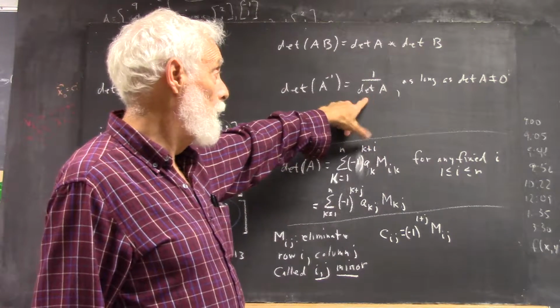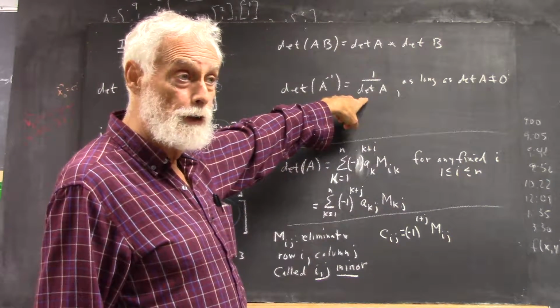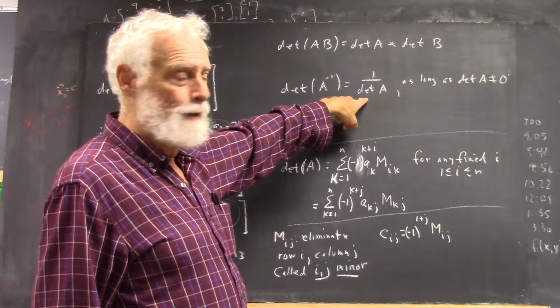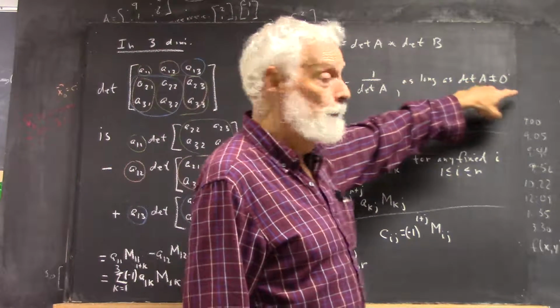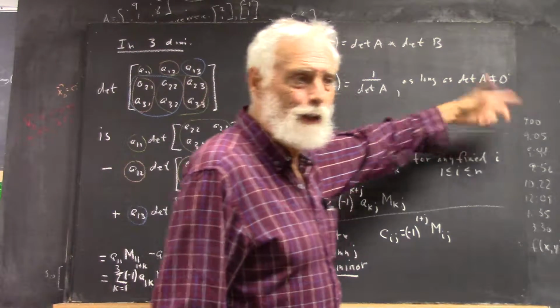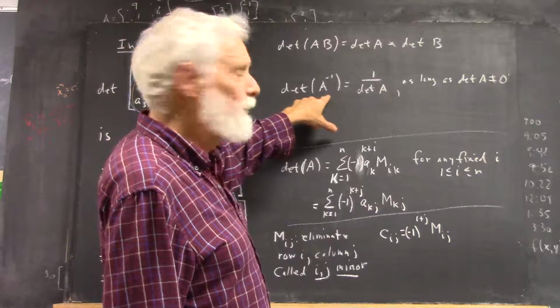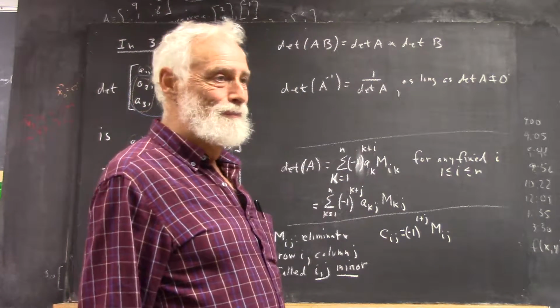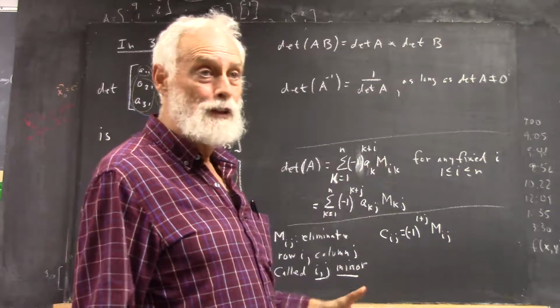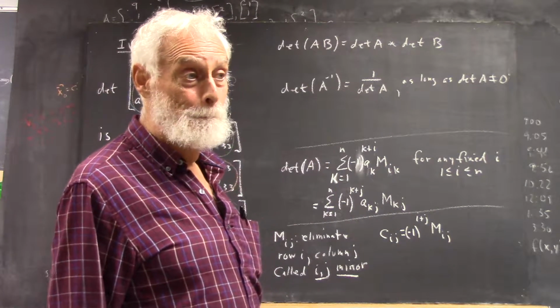Now you might ask, well, what if the determinant of the matrix is 0? Well, if the determinant of the matrix is 0, you exclude it. It's not going to have an inverse. Determinant of the matrix 0 means the matrix can't be inverted.